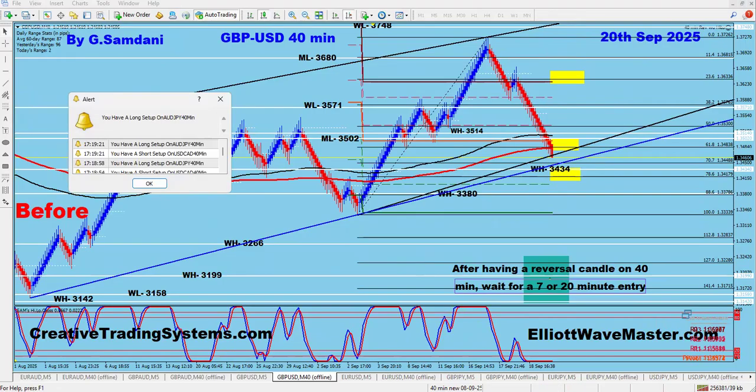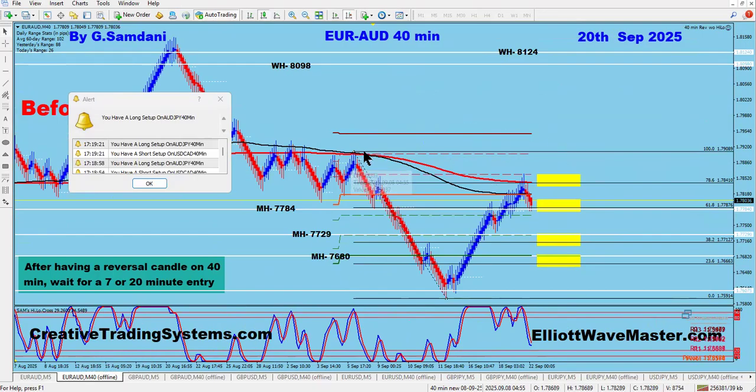So let's see the EUR-AUD. We can see here that the fib is drawn from here to here, and we are at 78%. This is called a three drive pattern. This is a very nice reversal pattern, right? After that, usually from 78, the price goes back to 38 or 23%.